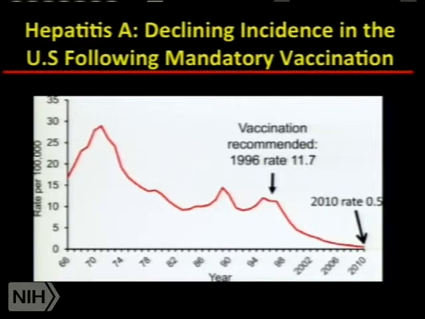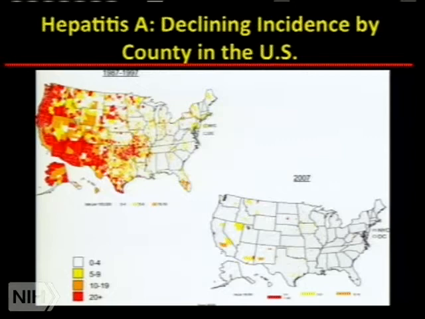In addition, the disparity in prevalence of acute hepatitis A in the United States has declined dramatically with the introduction of vaccination. You can see here data from 1987 to 1997, the marked disparity between Western and Eastern states, to 2007, following the introduction of vaccination, where acute hepatitis A has essentially been eliminated, except for sporadic regions of the U.S.